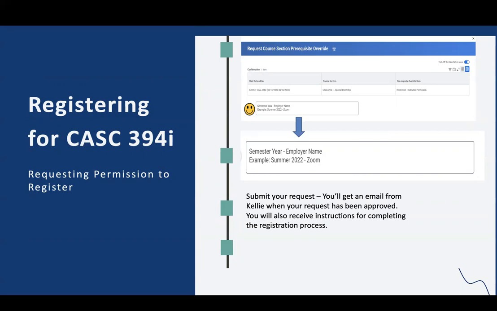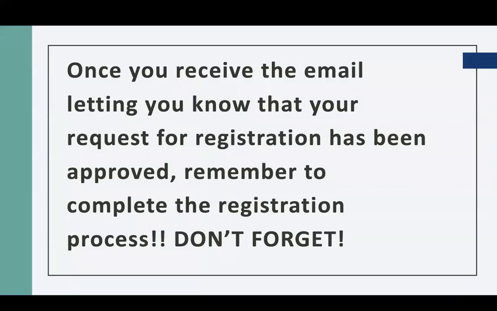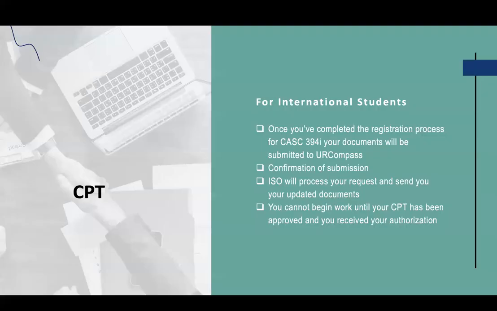Once you do that, you're going to get an email from me when I've approved your request, and I will give you instructions for completing the registration process. You must complete the registration process once you get my approval. You can request permission to register before your meeting, but I will not be approving the request until after your documents have been approved. And as I said, don't forget to complete the registration process.